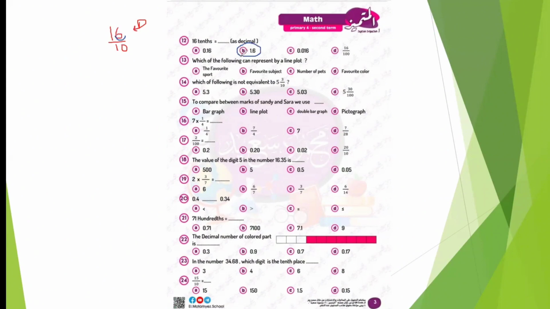And I can solve it in another method. I can separate 16 out of 10 to be 10 out of 10 plus 6 out of 10. 10 out of 10 means 1, and 6 out of 10 means 0.6. So 1.6.